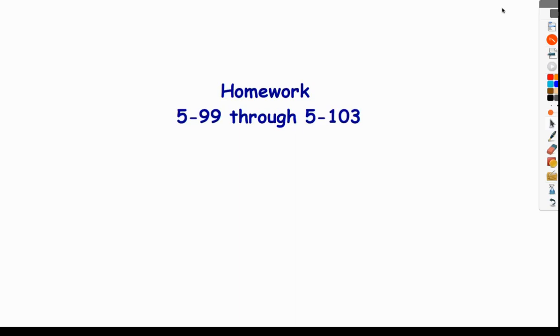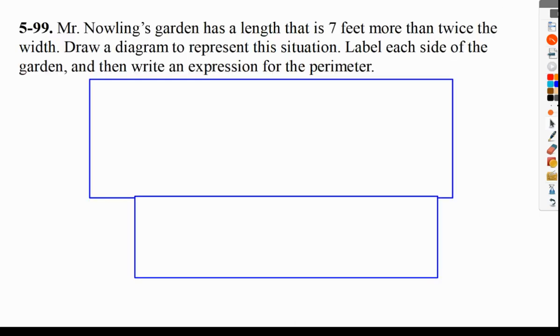This video is to allow you to correct the homework from section 5.3.1. The problems were 5.99 through 5.103. It says Mr. Nowling's garden has a length that is 7 feet more than twice his width. Draw a diagram to represent the situation, label each side of the garden, then write an expression for the perimeter.